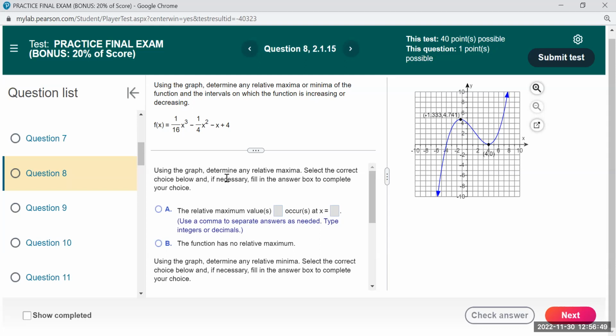Using the graph, determine any relative maximum minima of the function and the intervals where it's increasing, decreasing. Max, min, increasing, decreasing.